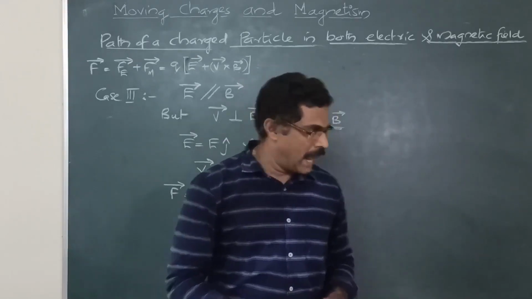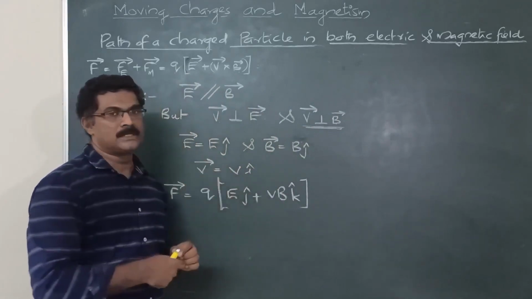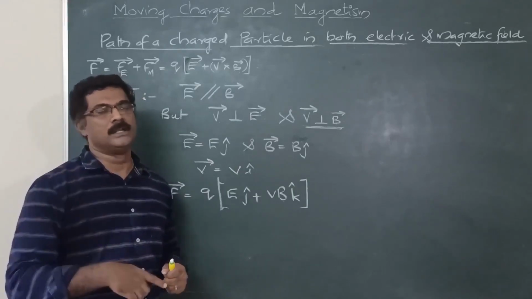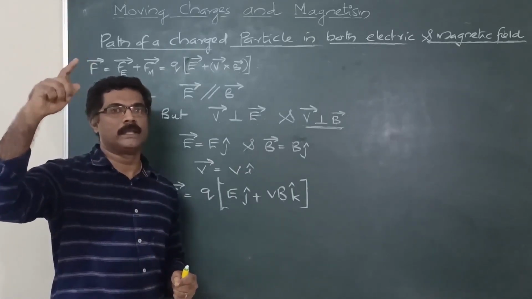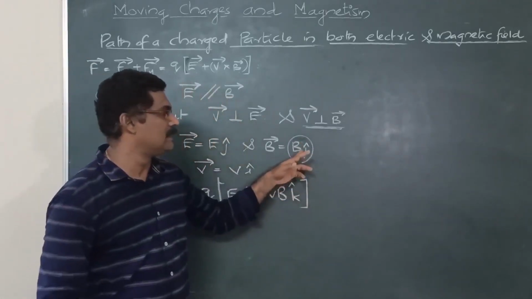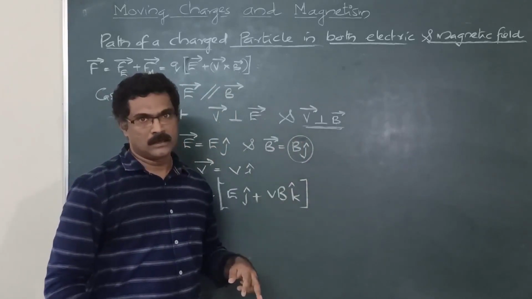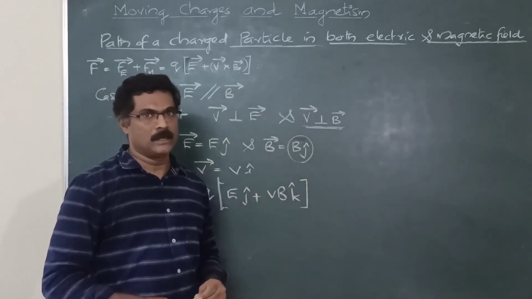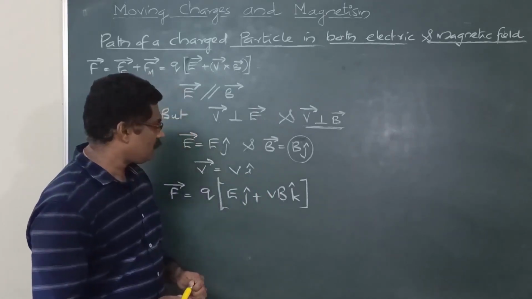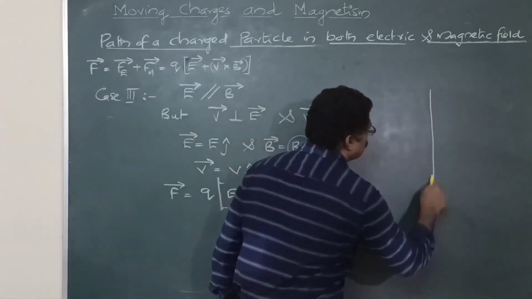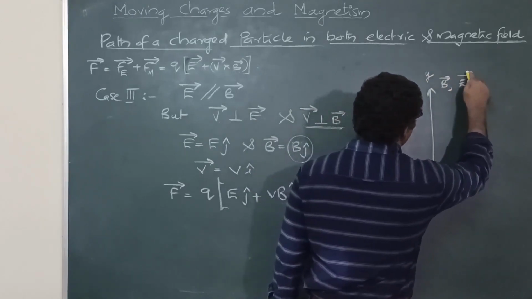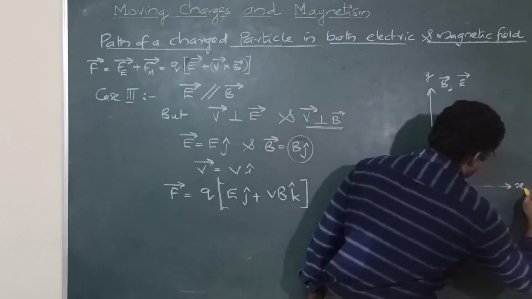Okay, and which one is the axis of that helical path? We already studied this: the axis of the helical path is the magnetic field. So the y-axis is acting as the axis of the helical path. The path is like this. This is the y-axis, the magnetic field and the same electric field, and this is x and this is z.